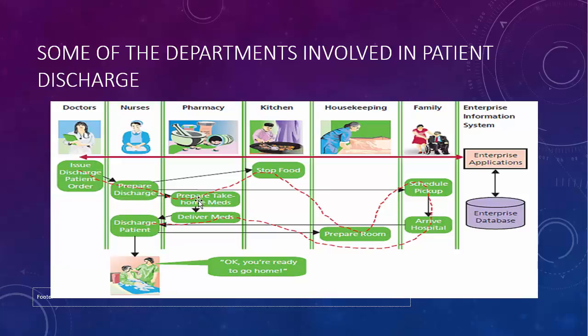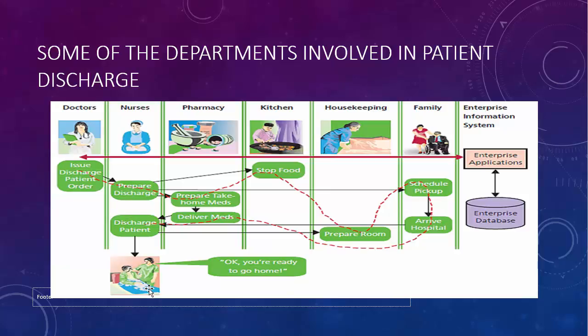They see if they have any pharmacy, any drugs to take home, any meds. The kitchen has to be notified that the patient is leaving, so they won't prepare any more food for that. Housekeeping has to be notified so they can come in and clean the room and get it ready for the next patient. And then the family has to be notified so they can do the pickup. So once they come to the pickup, they then come back to the pharmacy, get any medicines that they need to take home, and then they finally get the patient.